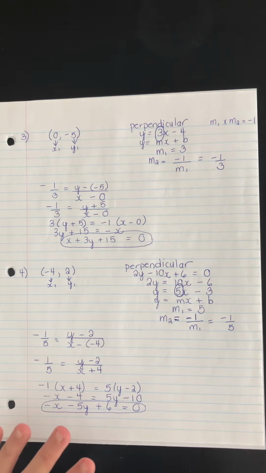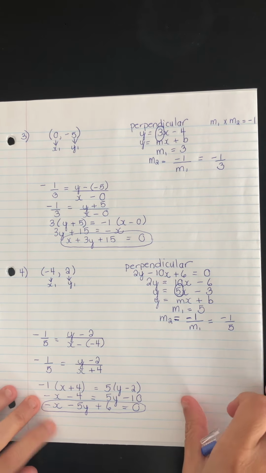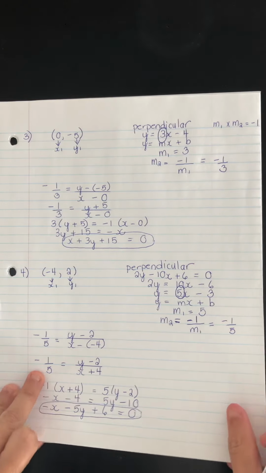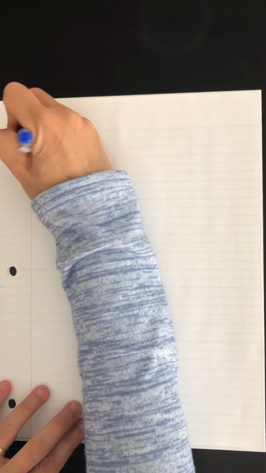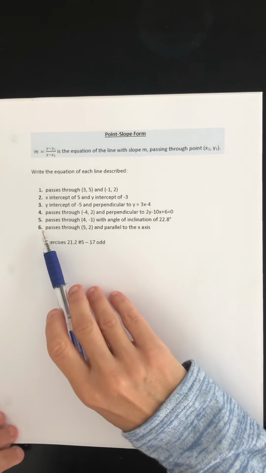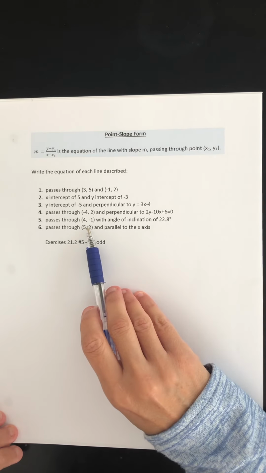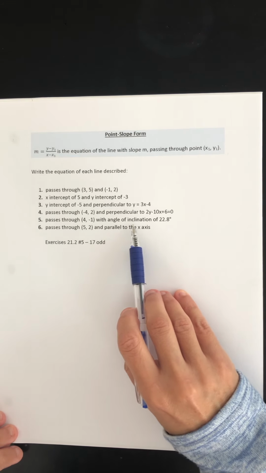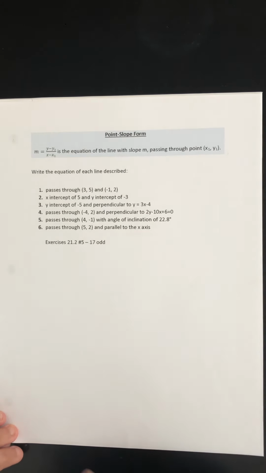Okay, let's take a look at question 5. So remember, we're going to just do 6 problems in total. Question 5. So let's go to our page. Here we go. The line in question passes through the point (4, -1) with an angle of inclination of 22.8 degrees.